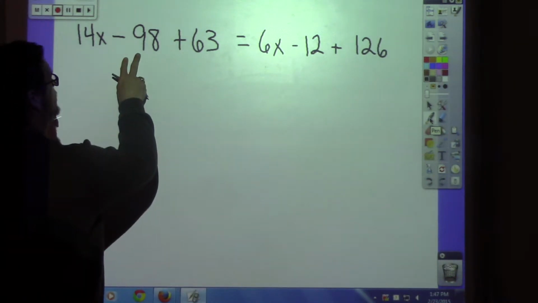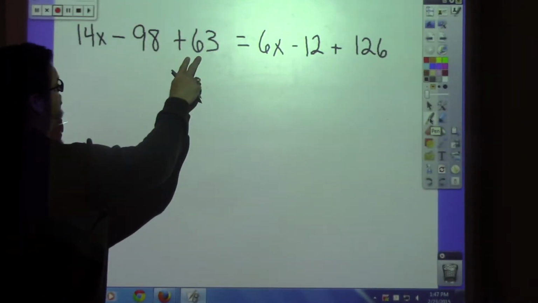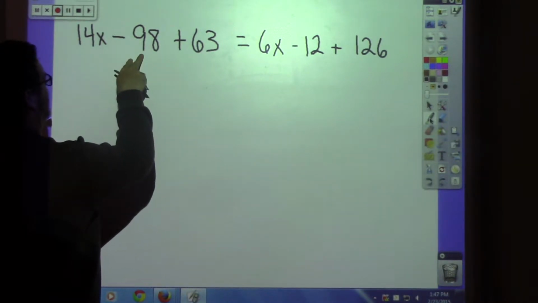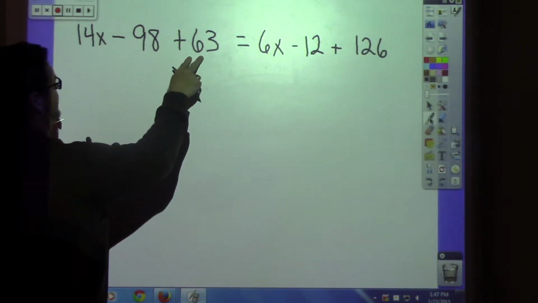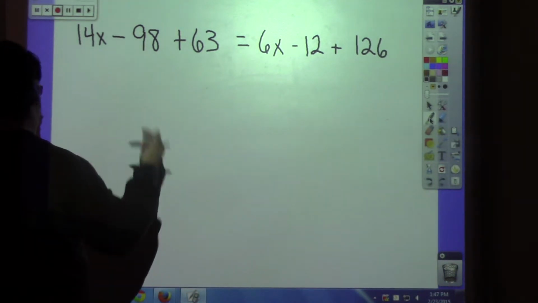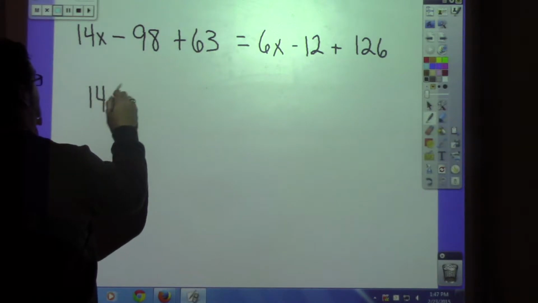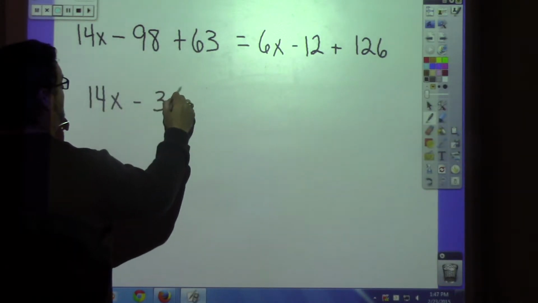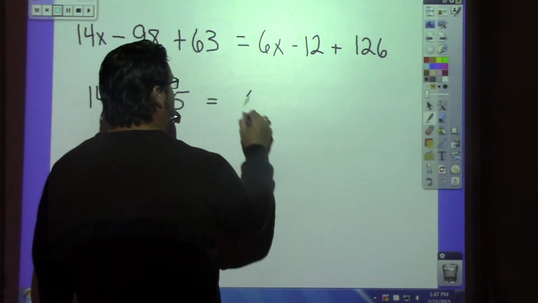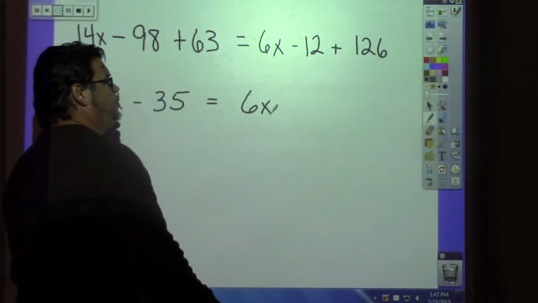Negative 98 plus 63 is what? 35. 14x minus 35 is equal to 6x.